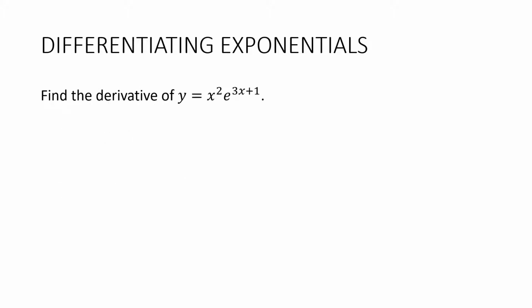Okay, here we have a product rule. Can you see why it's a product? It's two things multiplied together. I've got u and v, and this one here is also a chain rule. So let's write it out.